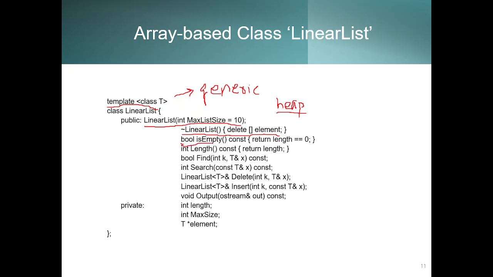Okay, bool is empty. This is a const function. It would return true if length is equal to 0, and false if length is not equal to 0. Acha. Int length: if you want to get the length directly, you just access the length, return length. Bool find would find the kth element in the list and return its value in x. Okay? Search: if you want to search for a particular element, you can search for it and it would return the index. Okay? Where is it located?